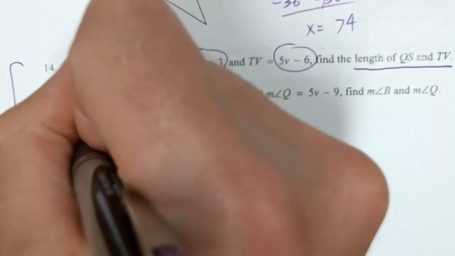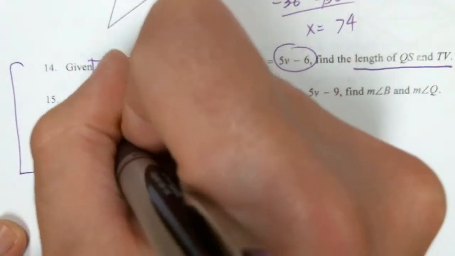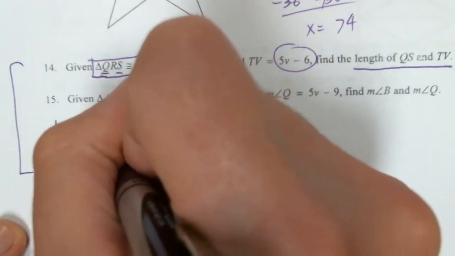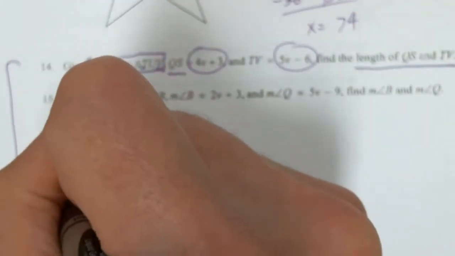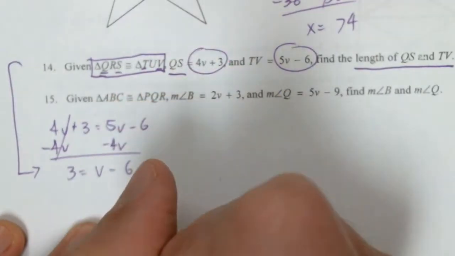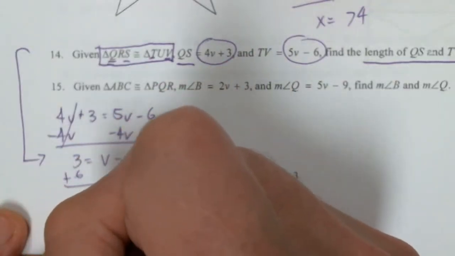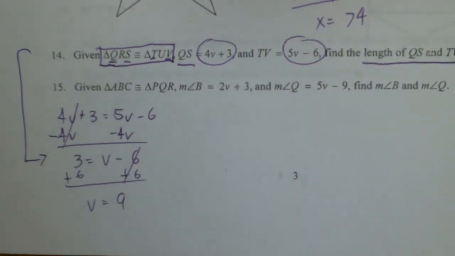4V plus 3 is equal to 5V minus 6. Let's leave ourselves a positive variable, so I'll subtract 4V from both sides. 3 equals V minus 6. Add 6 to both sides, and V equals 9. Now you know, guys, on the final exam 9 is going to be one of the answers.